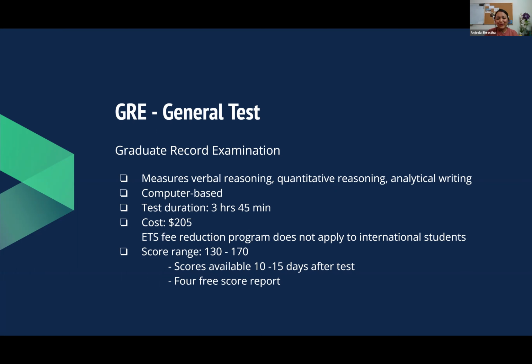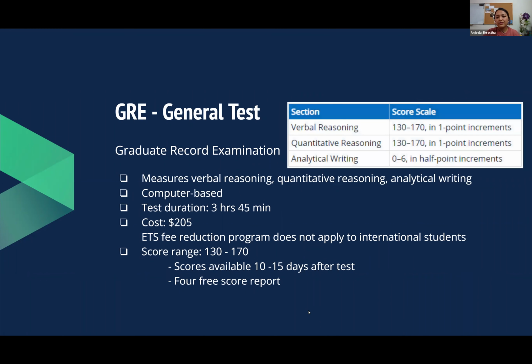Also, the score range for GRE is 130 to 170. After you take the test, the score is available within 10 to 15 days, and then you can report to colleges. But also, on the day of test, you have the option to report 4 free scores, which means that you will get to report your scores for free to 4 schools. So make sure that you do that after the test. It's usually mentioned in the beginning of the test if you are taking it in the test center, and they will give you some time to report your free scores after the end of the test.